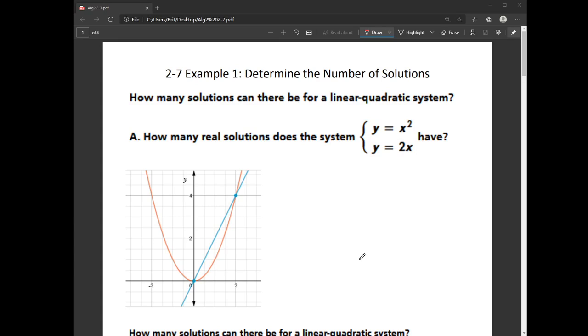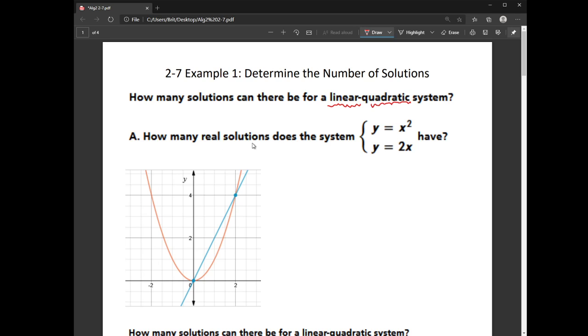In this video, I'm covering example 1 from section 2-7 in the SavvasRealize Algebra 2 textbook. In this example, we are looking at how to determine the number of solutions, specifically in a linear quadratic system. That means it's a system of equations where one is a line and one is a quadratic.